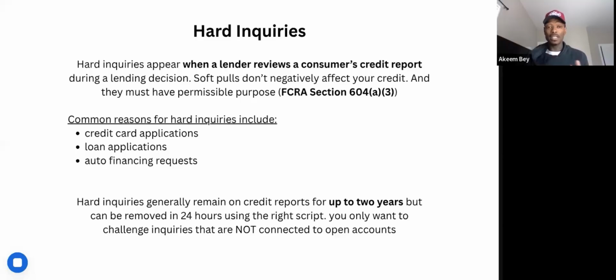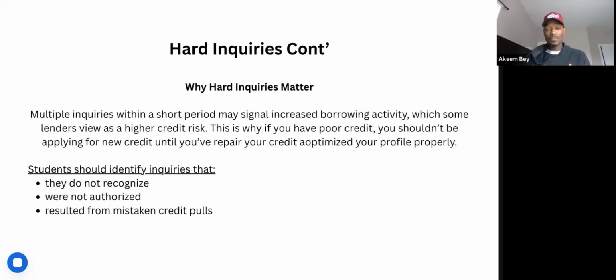Now, when it comes to hard inquiries, these appear when a lender reviews your consumer credit report during a lending decision. Soft pulls don't negatively affect your credit, and hard inquiries must have permissible purpose. This is found under Section 604(a)(3) of the Fair Credit Reporting Act. Some common reasons for hard inquiries include credit card applications, loan applications, or auto financing requests. Hard inquiries generally remain on your credit report for up to 2 years, but they can be removed within 24 hours using the right script if you call. And you only want to challenge inquiries that are not connected to open accounts. You don't want to challenge inquiries that are connected to open accounts for obvious reasons.